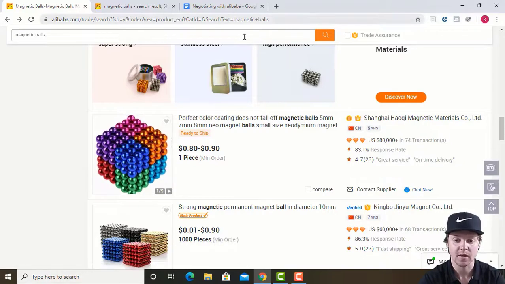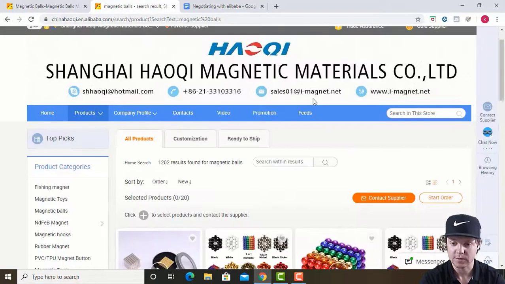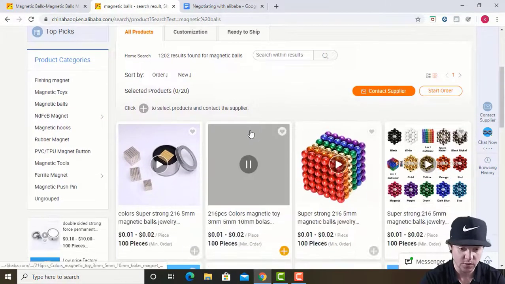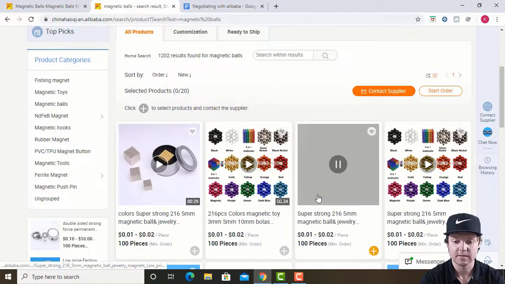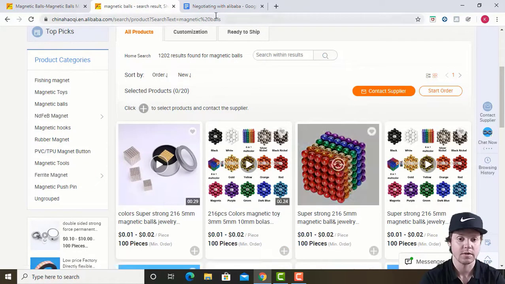So once you find the supplier, you're just going to hit their website, go to their website, which I've already got pulled up. And we're going to find the two pieces that we need. So we're going to need these magnetic cubes and magnetic balls combo.